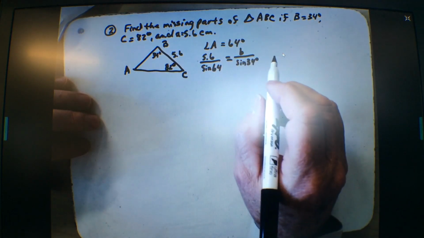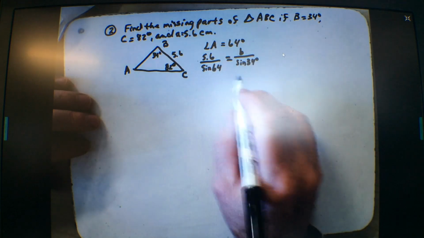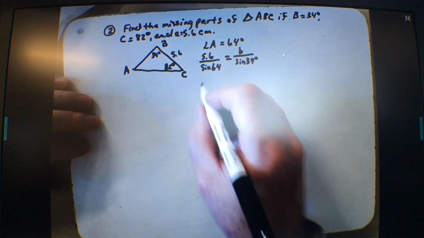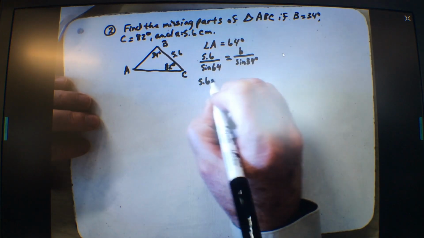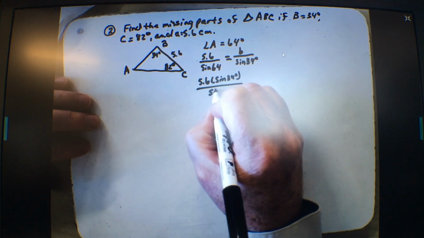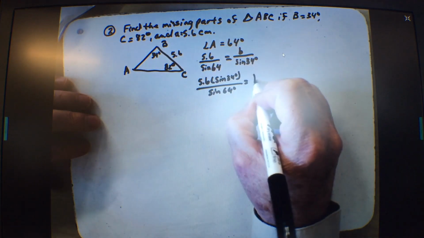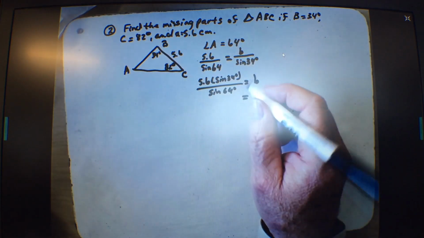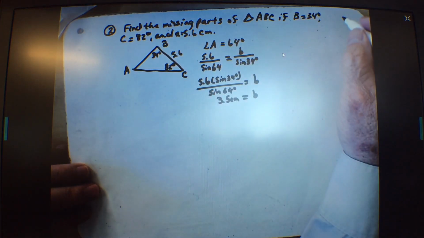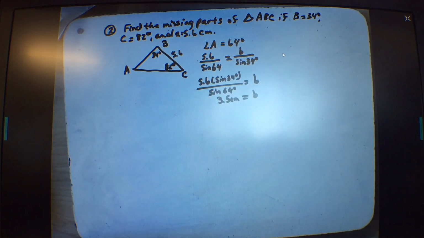Okay. Is that true? All right, now I'm going to show you a quick way to do this. I'm just going to multiply this up and over that. So it's just going to be 5.6 times the sine of 34 degrees over the sine of 64 degrees. And that equals b. So b equals, 2 sig figs, 3.5. Did you get that, Josie? Not yet. Okay. Yep.